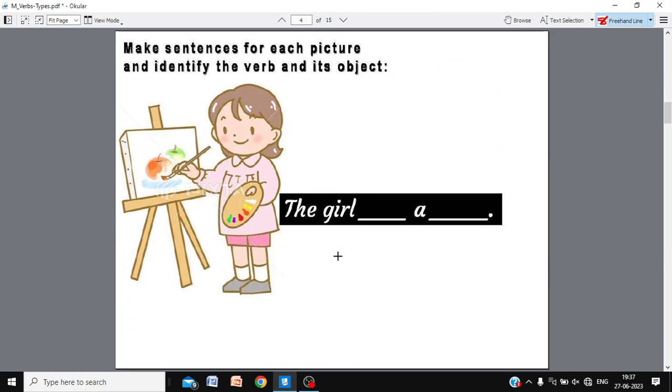Now, make sentences for each picture and identify the verb and its object. What do we see in the picture? The girl paints a beautiful picture. Or the girl paints a picture. There is a verb and picture, object. Next.